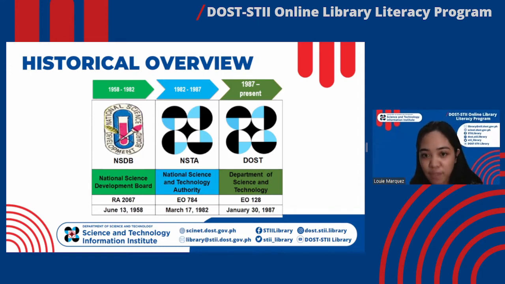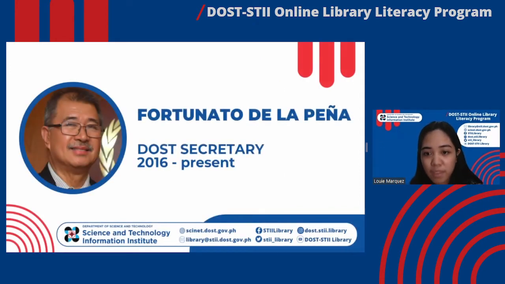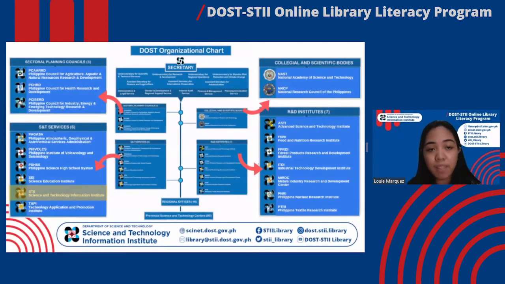So siguro yung iba, baka familiar na kayo, like yung PAGASA, ang ating weather system, or ang PHIVOLCS na in charge sa ating mga earthquakes, sa mga volcanic eruptions, etc. And several regional offices divided into four clusters, namely the Sectoral Planning Councils, the S&T Services, the Collegial and Scientific Bodies, and the Research and Development Institutes. So ang DOST, Science and Technology Information Institute, or DOST-STII, is part of the S&T Services as the marketing and information arm of the DOST system.